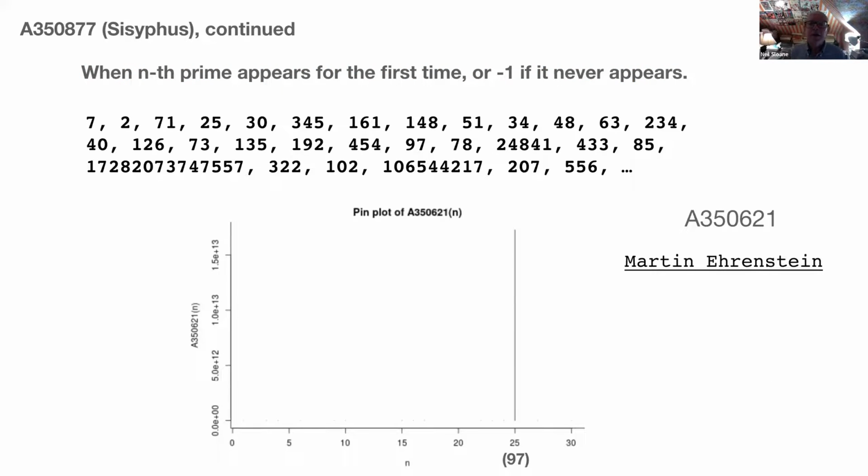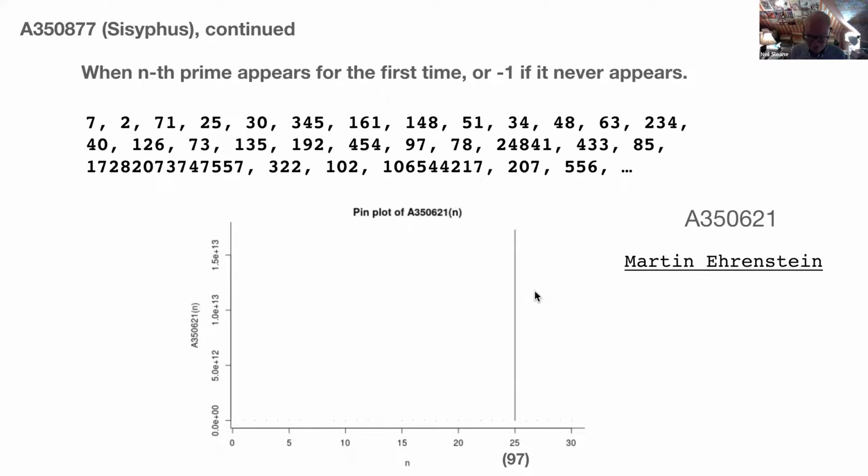And I thought this was rather amusing. You could say, all right, when does the nth prime appear for the first time? When does 2 appear for the first time? It appears at the 7th step. When does 3 appear for the first time? At the second step, and so on. When does the 25th prime appear? It appears here at that step.